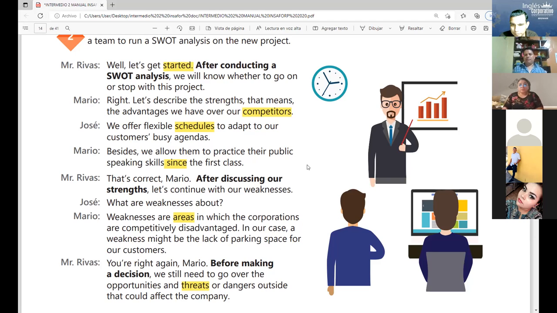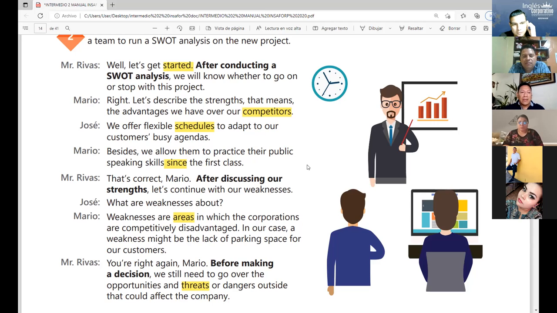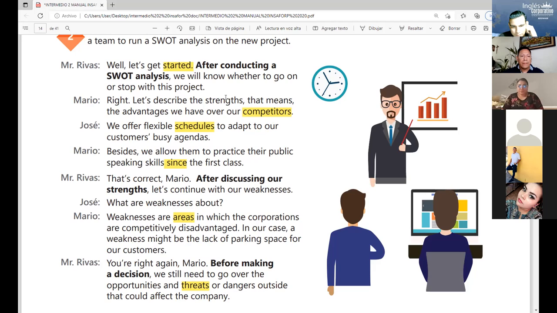Well, let's get started. After conducting a SWOT analysis, we will know whether to go on or start with this project. Right. Let's describe the strength. That means that advantage we have offer our competitors. We offer flexible schedule to adapt to our customers' busy agendas. Besides, we allow when they practice their public speaking skills science, the first class. That's correct, Mario. After discussing our strengths, let's continue with our weaknesses.